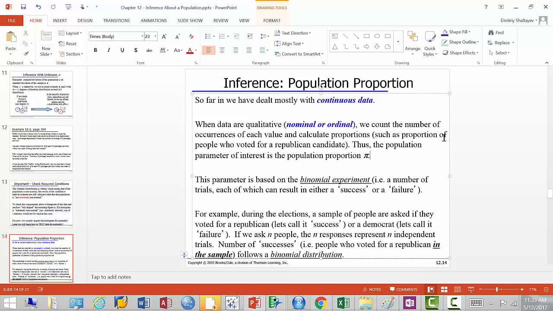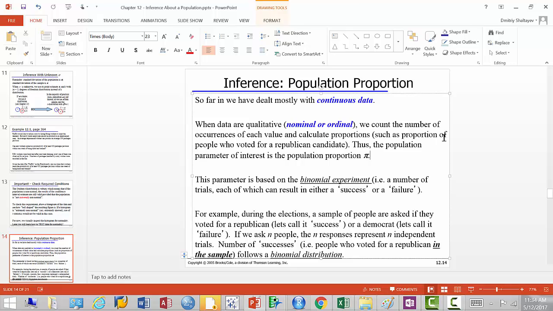Another example is voting, right? Every time there is a voting campaign or elections, people go into the voting places and cast their votes for the Republican or Democrat candidate. And the exit polls capture these responses, right? Who voted for Republican, who voted for Democrat. So the data that we're capturing is not numerical. So what do we do with this data?